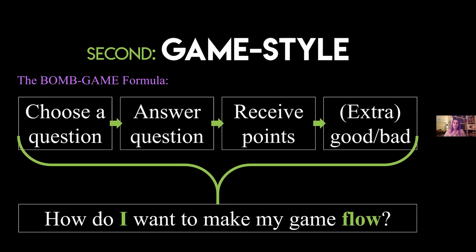And then once you know that game formula, you have to ask yourself, how do you want to make that game flow? Do you want everything to seamlessly go from one slide to another? Do you want to hop around? Are you going back and forth and doing some sort of battle arena kind of style? Or are you just going from A to B to C to D? And that really depends on what kind of game you are making.